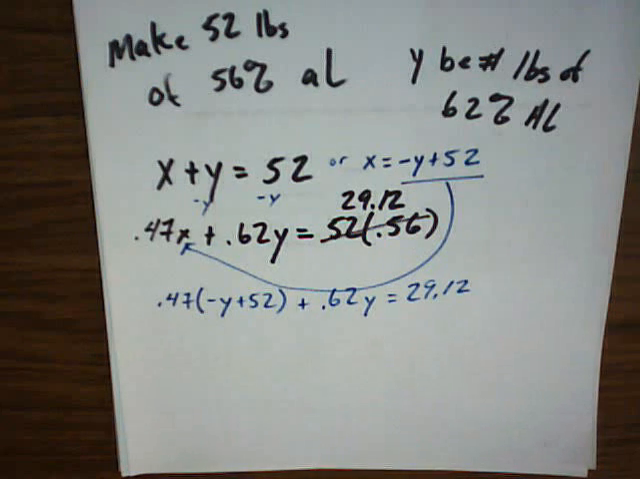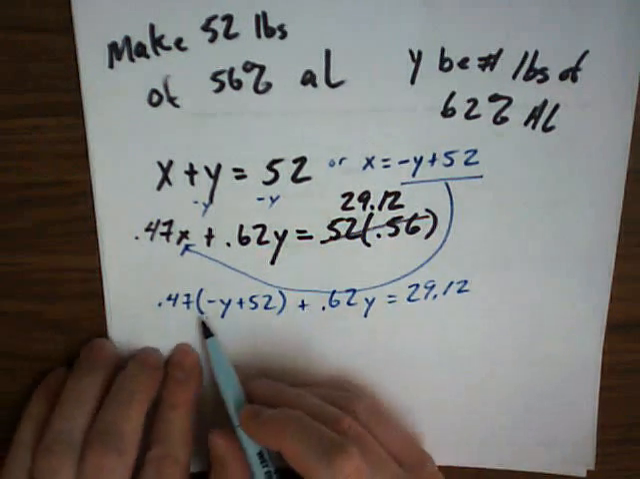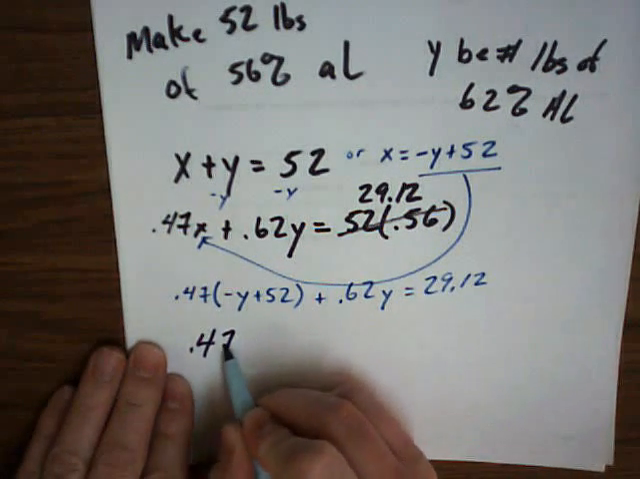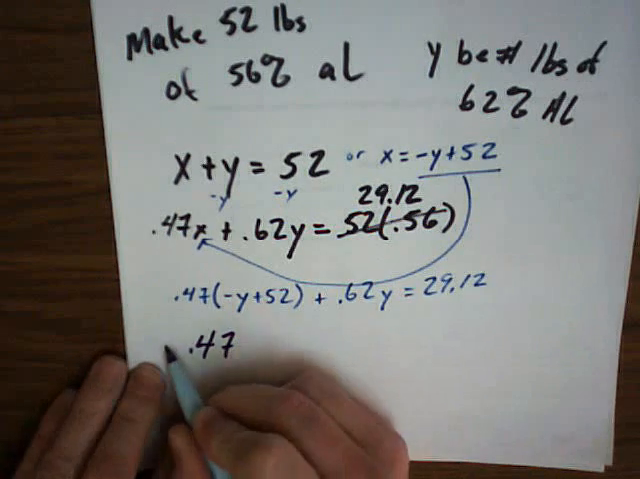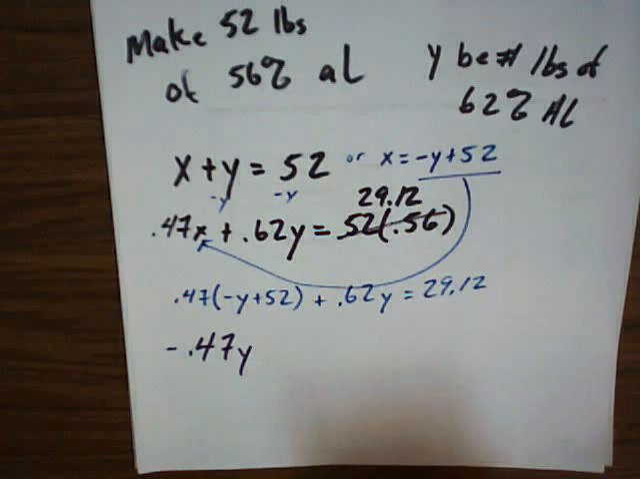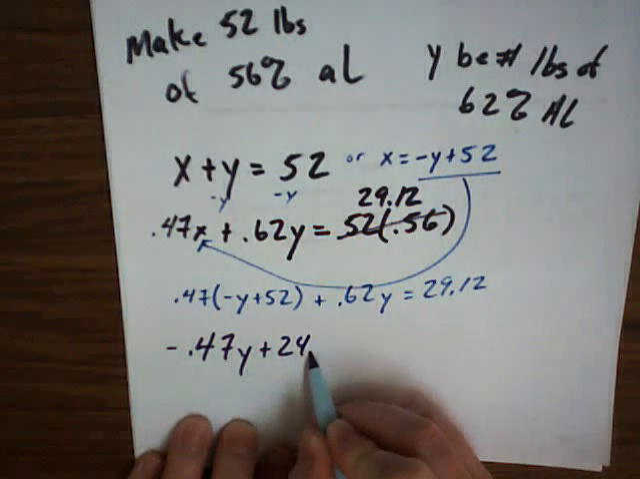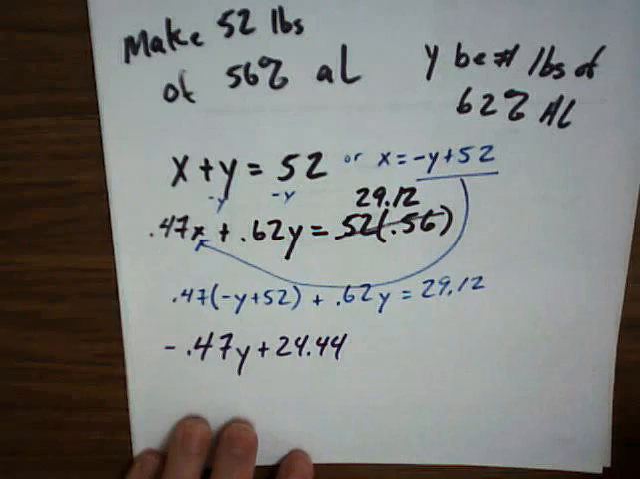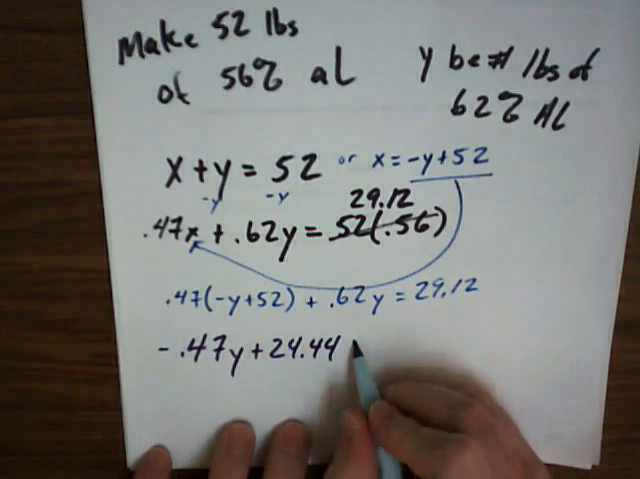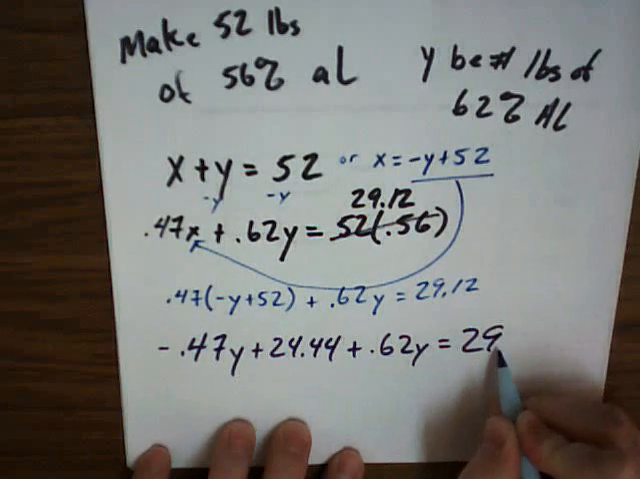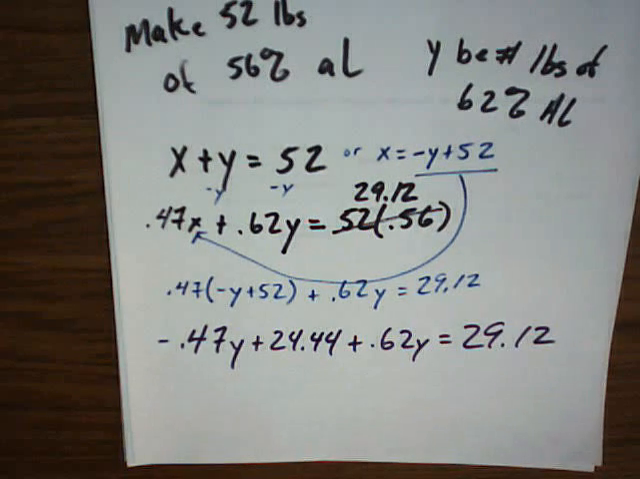Exactly like from last time, right? We're going to do the same thing over and over again. So I've got to distribute my 0.47. So negative 0.47y, and 0.47 times 52, I get 24.44. And I just rewrite everything as it is after that.